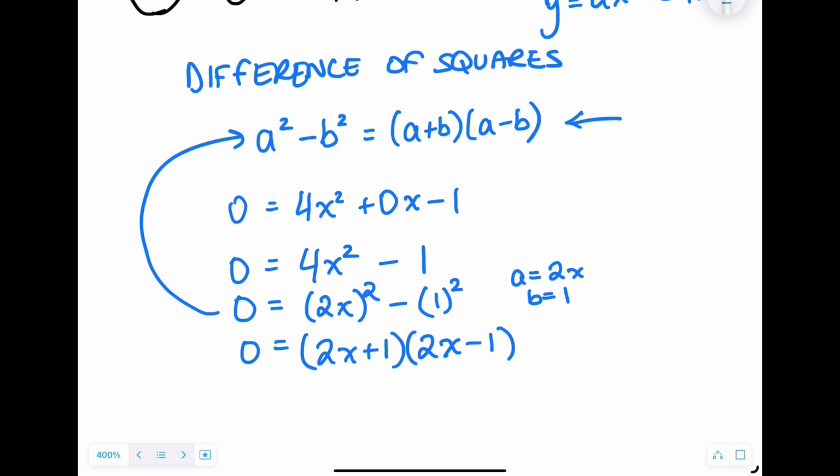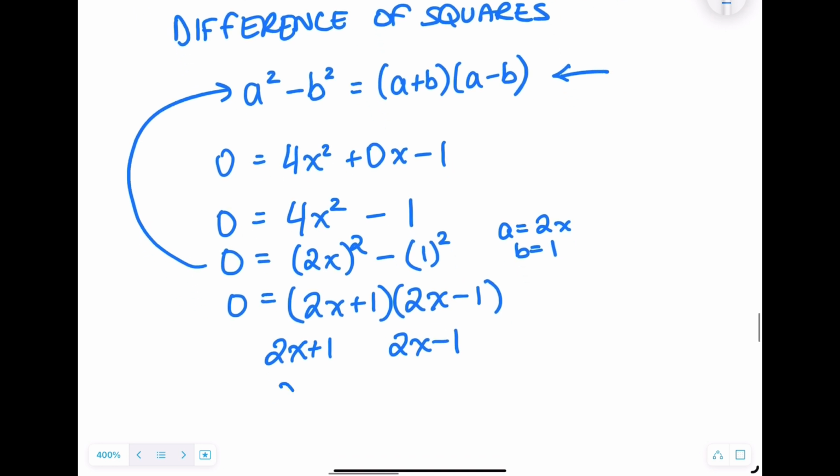And to solve for our values, again, we set the factors equal to 0, so we have 2x plus 1, 2x minus 1. So we'll first take the positive 1 to the other side by subtracting both sides by 1. And then we'll divide both sides by 2. So we get x equals -1/2.